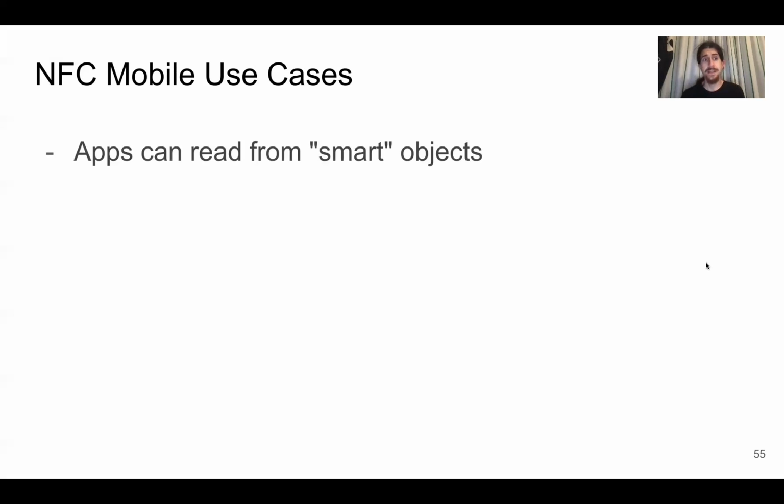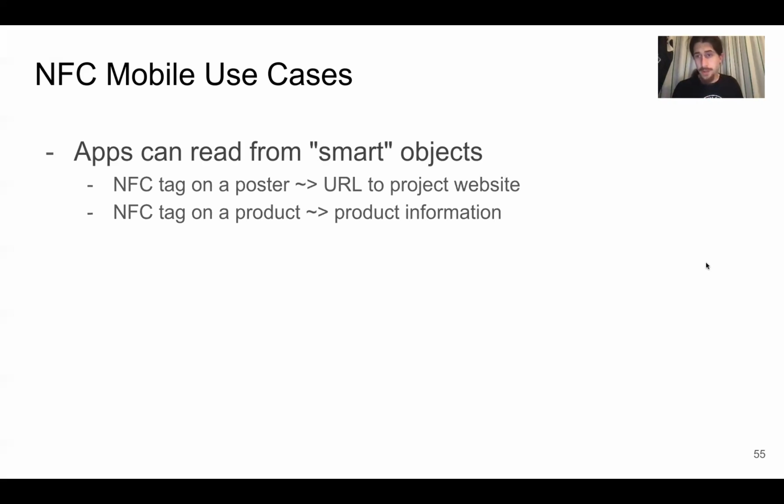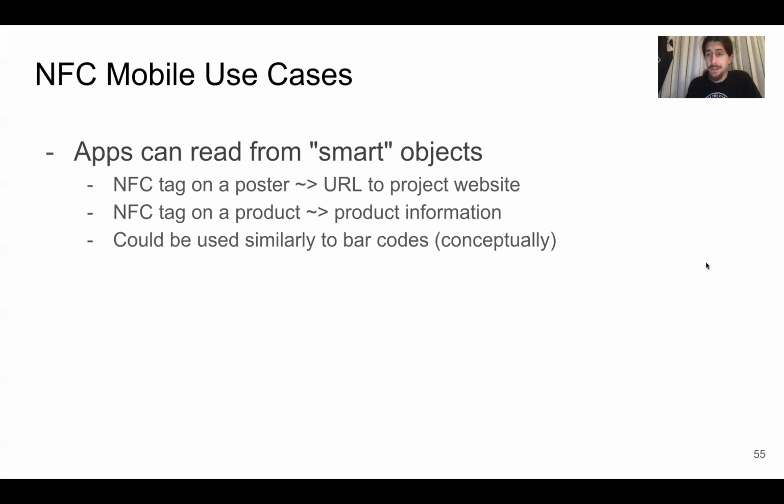Other use cases for NFC: you can have apps that can read from smart objects. So somehow you can put these tags in supermarkets, and then you go around with your phone, you can read what's the price of this and so forth, or some other specification, nutritional values for a specific thing and so forth. You can put tags on a poster, and maybe you can put your phone there and you automatically go to the URL of the product website, product information, and conceptually it could be used similarly to barcodes. Then again, depending on the scenario, you may want to use barcodes like you do in shops or not.